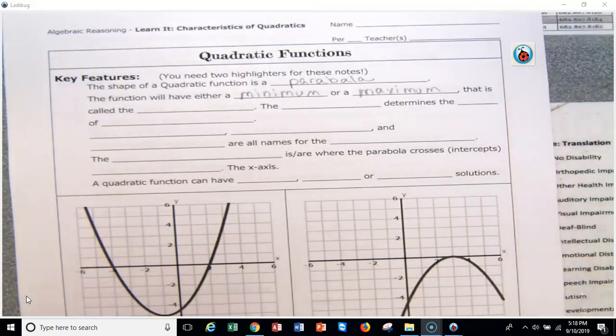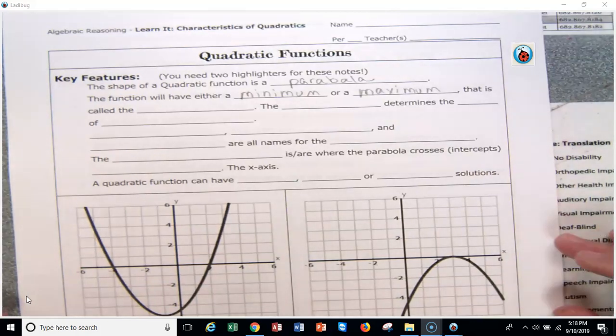Hi, today we're going to talk a little bit about quadratic functions and what they look like on a graph, some characteristics of these functions. This is part of algebraic reasoning, level 1 of Unit 1B. It's identifying characteristics of a quadratic function.